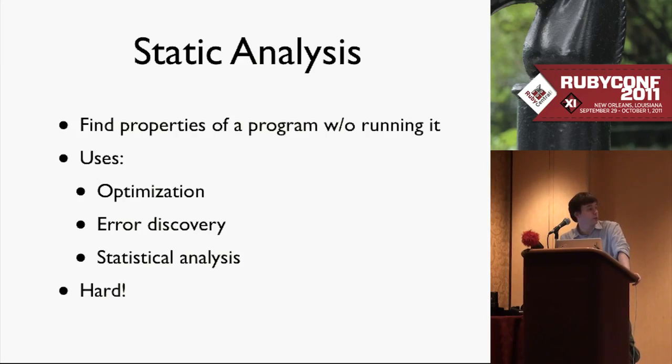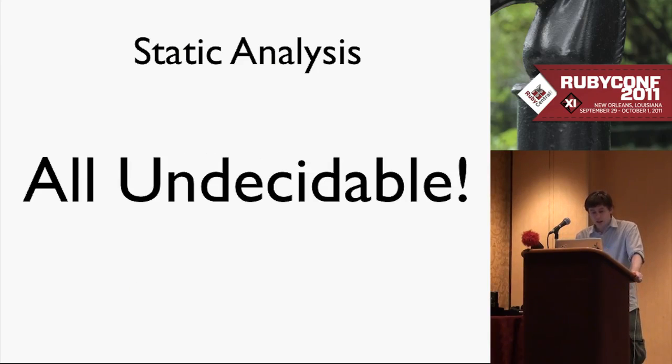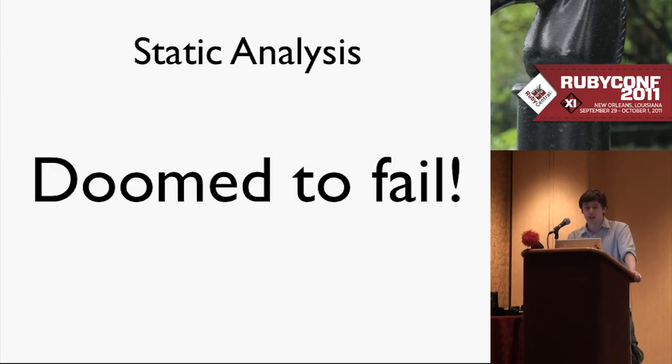And static analysis is, for the most part, quite hard. These are a few of the problems that we might try to solve using static analysis: finding loops, finding what constants are in a program, doing type inference, which has been some focus in Ruby, but not too much. Exceptions. You see this in Java, actually. It's part of the spec. You need to do exception inference. Dead code elimination, period inference. These are all examples of static analysis. And for the most part, they're all undecidable without any aid to the compiler, which means that we are doomed to fail in terms of actually doing a perfect job of all these things.